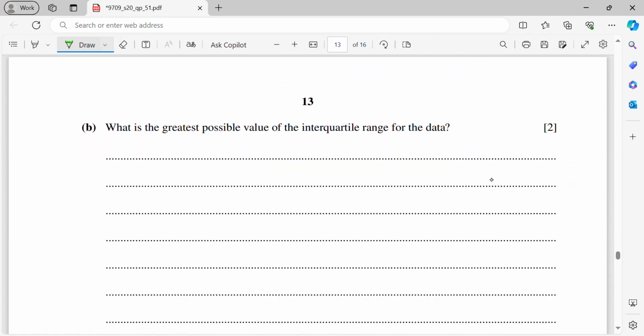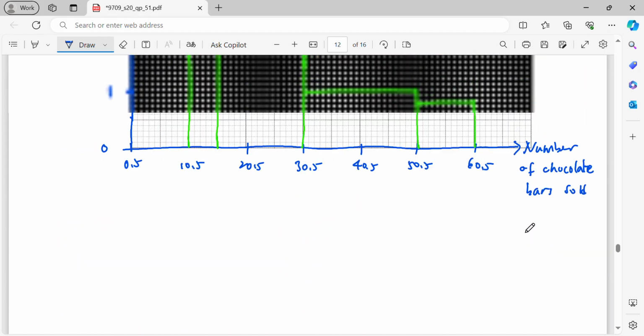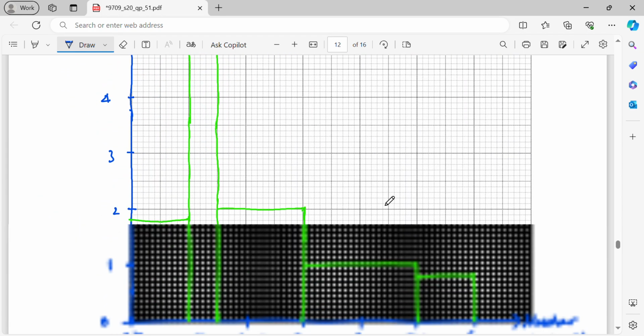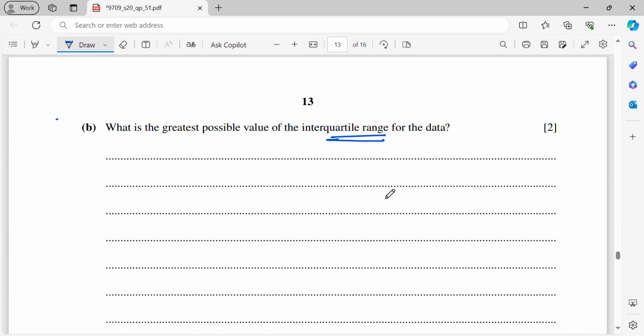Alright, now B. What is the greatest possible value of the interquartile range for the data? For interquartile range, we need to know the cumulative frequency. So now I will copy down the whole table and add on the cumulative frequency. Instead of writing chocolate, I will just write X. This is frequency. Cumulative frequency is capital letter F.